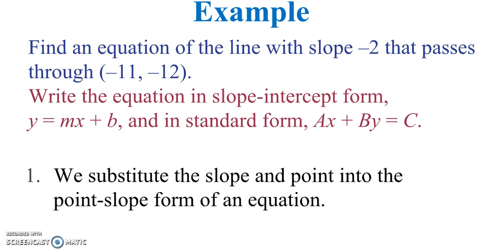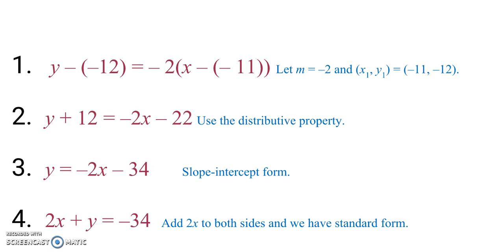In this example, it asks us to write an equation into slope-intercept form and in standard form. But in order to get to both of those, you have to start with the point-slope form from the previous slide. So what we do is we take that information and we plug it in. And it will look like this. We have our slope as a -2. We have x1, which is -11, y1, which is -12, and we plug it in. Y minus y1, -12, equals -2, because that's my slope, times x minus x1, which is a -11.